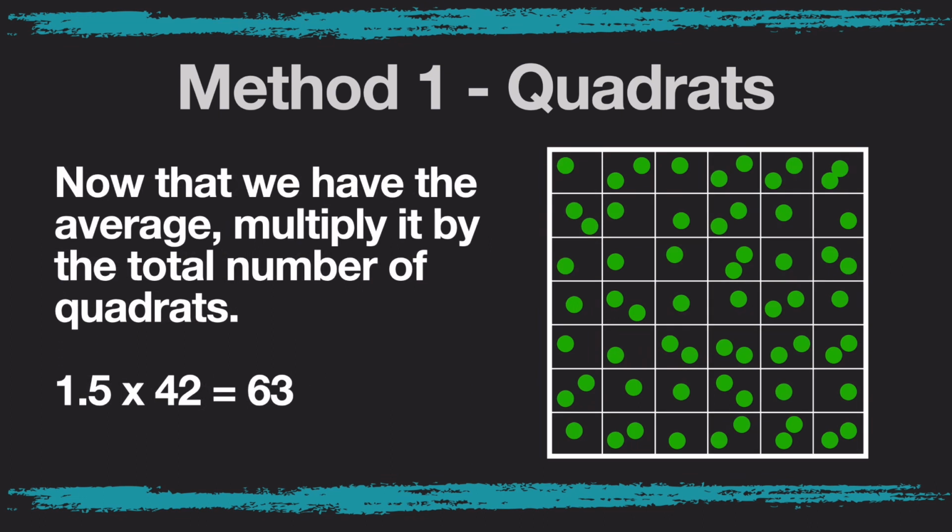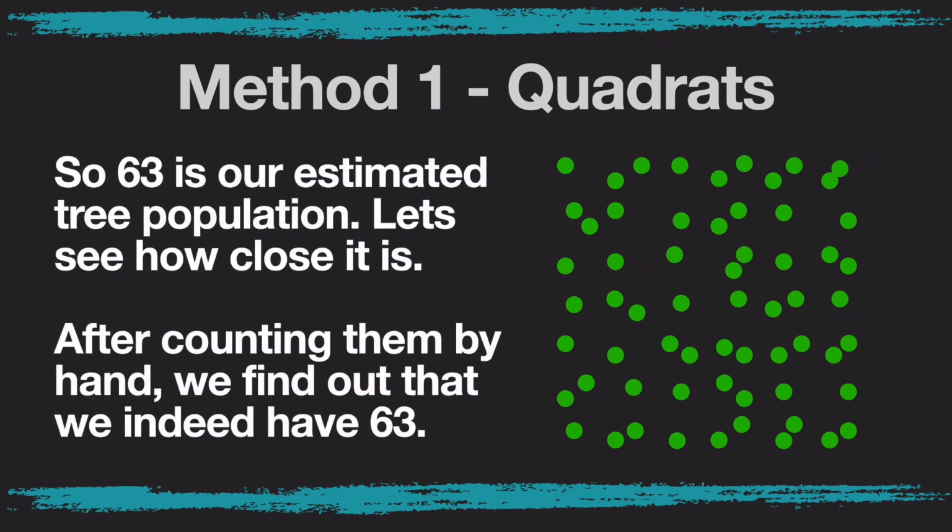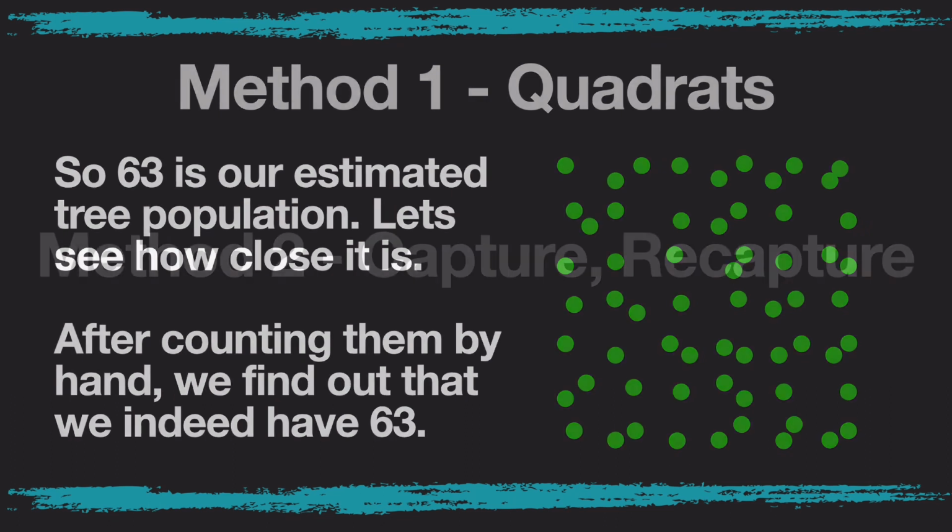Now that we have the average, multiply it by the total number of quadrants. So, our average is 1.5, and there are 42 total quadrants, which are the squares, so the answer is 63. So, 63 is our estimated tree population. Let's see how close it is. After counting them by hand, we find out that we indeed have 63 trees.